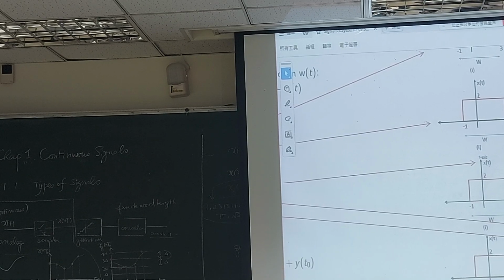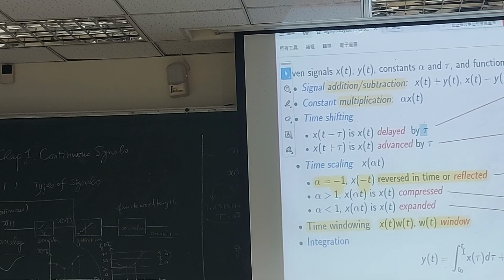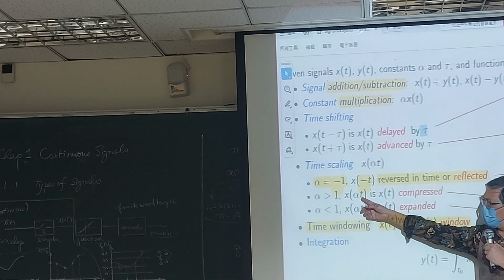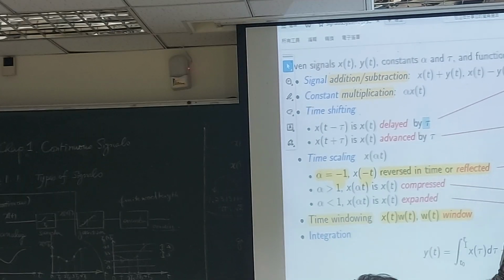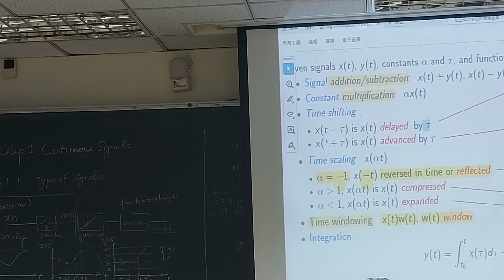And another two actually: compression and expansion. Okay, x of alpha times t, where alpha is bigger than 1, that's compression. And look at the figure here. Okay?